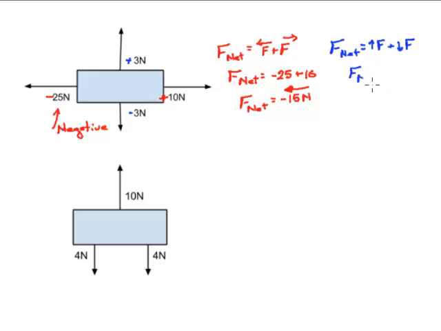So my force net equals 3 plus a negative 3. So my force net equals 0 newtons.